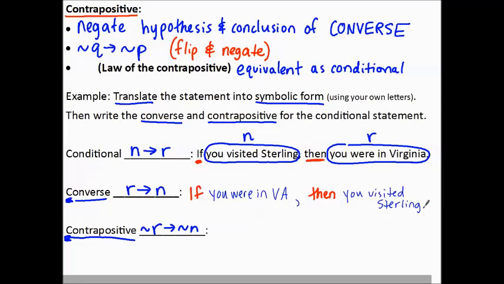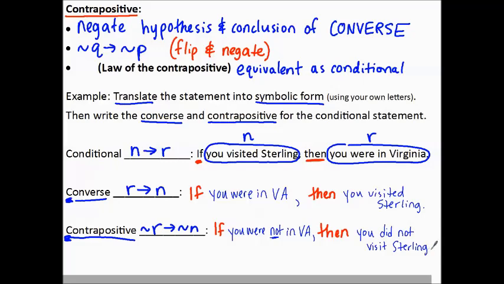The contrapositive takes exactly the order of the converse but negates it. So again, I'm beginning with if and later using then, but I'm negating this. If you were not in Virginia, then you did not, remember negating, visit Sterling.